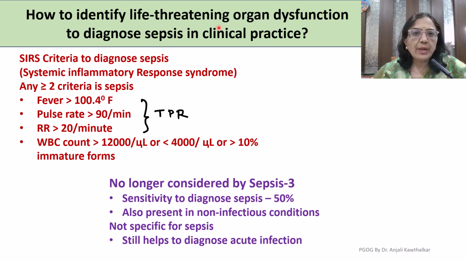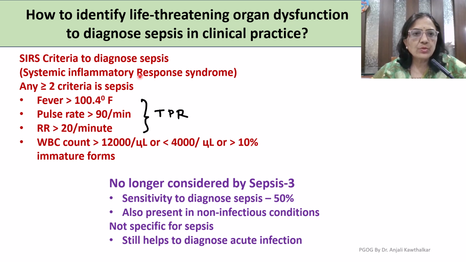How to identify life-threatening organ dysfunction to diagnose sepsis in clinical practice. Now we have seen that the definition of maternal sepsis is presence of infection along with organ dysfunction. So how will we know there is an organ dysfunction? For that we have certain criteria. The first criteria, which was used quite commonly in the past, is SIRS criteria. SIRS, as I said, is systemic inflammatory response syndrome.